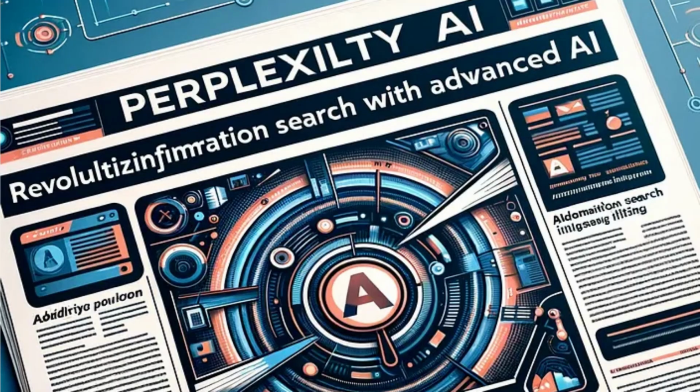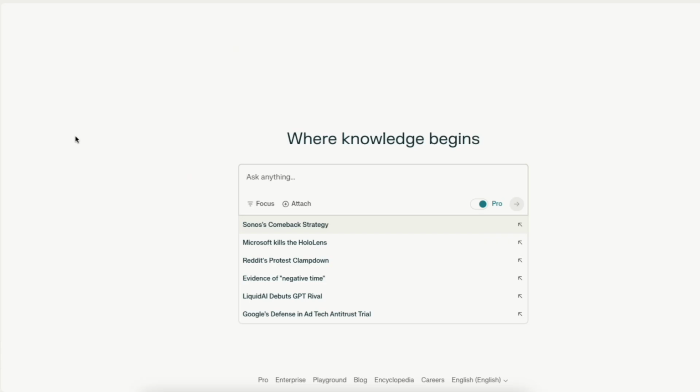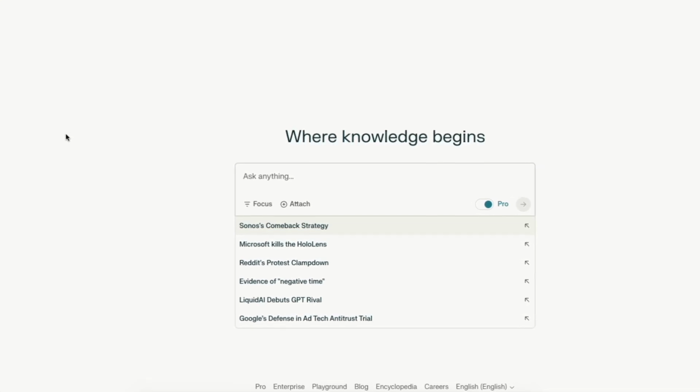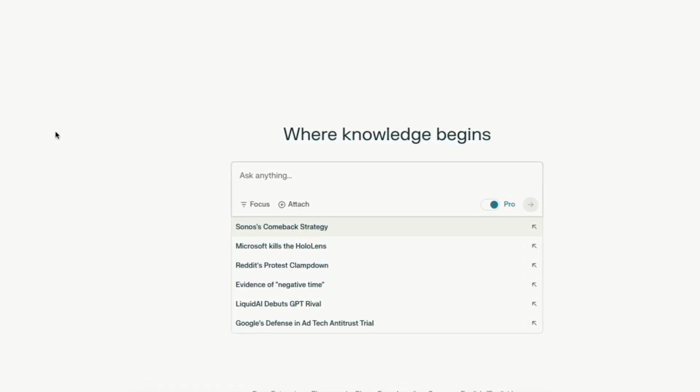Okay, so the AI that I'm going to use today is Perplexity. This has been in the works for some time, but now it has finally launched.